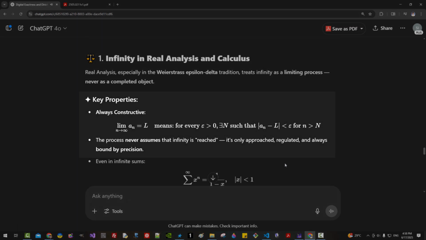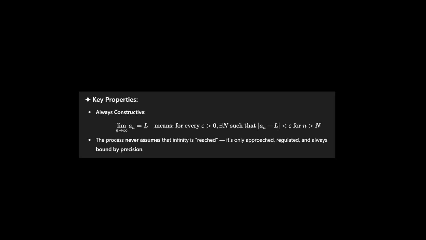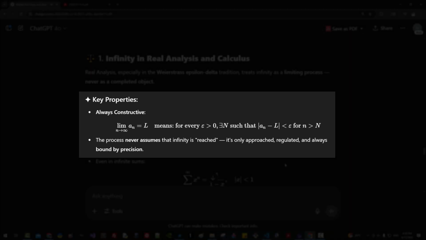1. Infinity in real analysis and calculus. Real analysis, especially in the Weierstrass epsilon-delta tradition, treats infinity as a limiting process, never as a completed object. Key properties: always constructive. The limit of a_n as n goes to infinity equals L means: for every epsilon greater than 0, there exists N such that |a_n minus L| is less than epsilon for n greater than N. The process never assumes that infinity is reached. It's only approached, regulated, and always bound by precision.